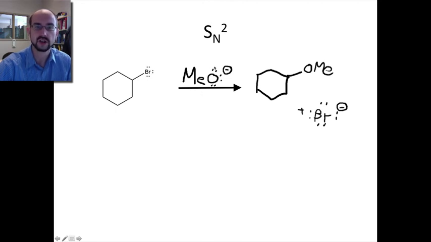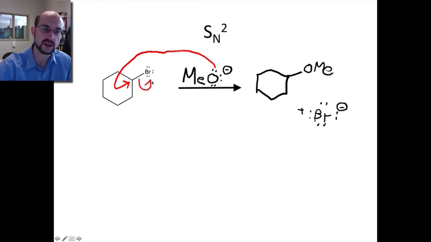All that happens is the methoxide is a nucleophile. It does a backside attack, so it's going to swing around here and attack the carbon attached to the leaving group from behind the leaving group. That's going to kick off the leaving group and break the C-Br bond here, and there you have it. There's your product, methoxycyclohexane, and bromide. So those are your four reactions: E1, E2, SN1, SN2.